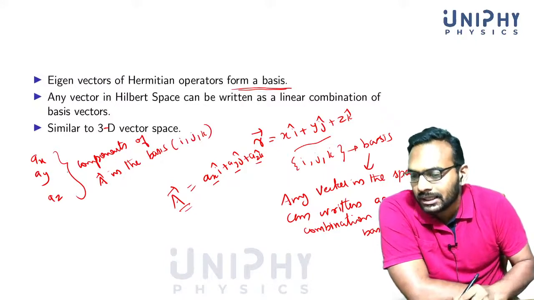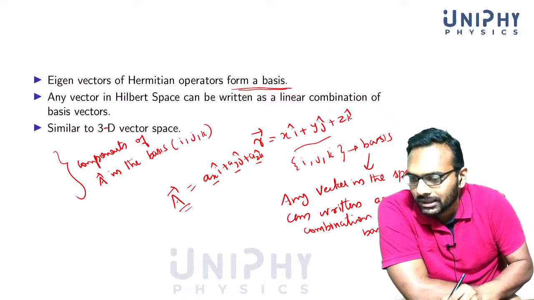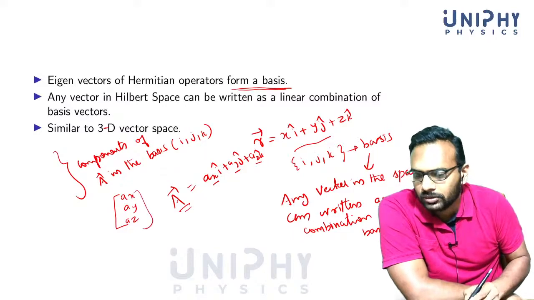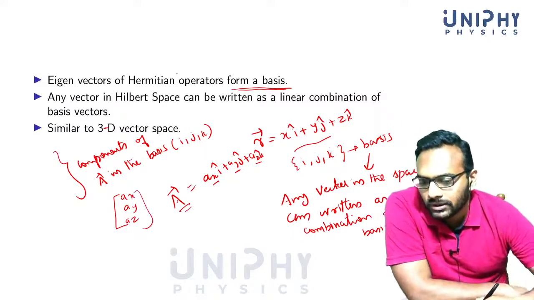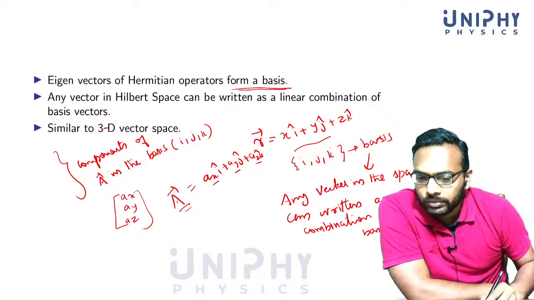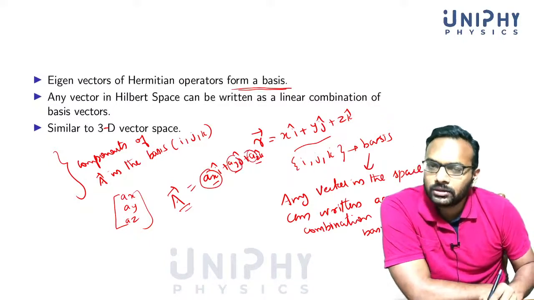Usually we write this as a column matrix. A vector can simply be written as a column matrix ax, ay, az. I hope you are familiar with these things. We don't have to mention the basis. We can always work with the components alone. The same thing we'll be doing also in quantum mechanics.